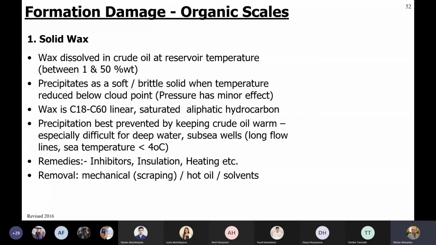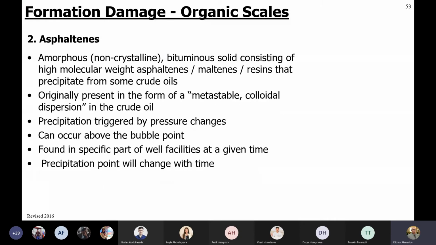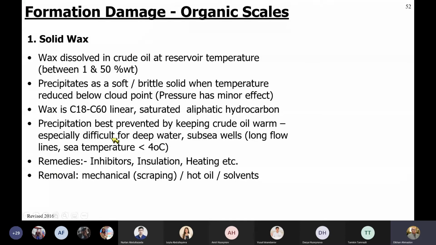Solid wax: this is wax deposition, mostly on the tubing. It happens because of temperature change, and it is cleaned by mechanical scraping or by injecting hot oil solvents. Remedies again are inhibition, insulation, and heating the tubing, to keep the fluid above the cloud point so wax is not deposited.